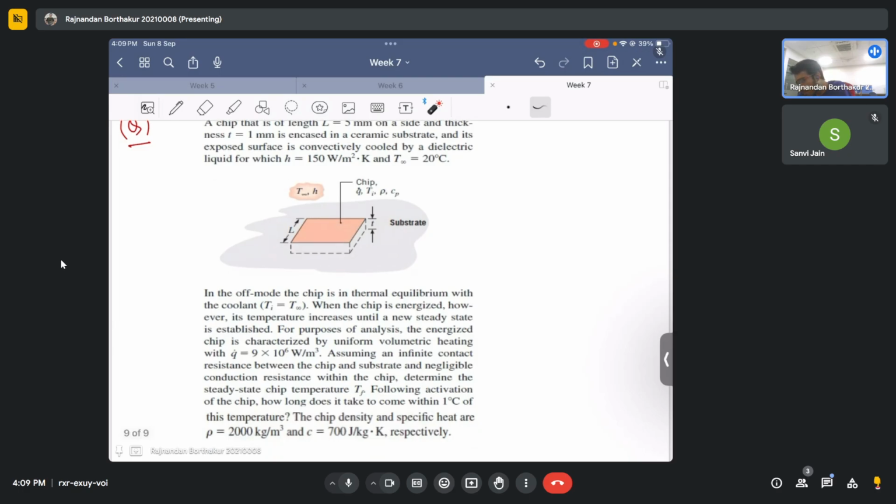It says that in the off mode, the chip is in thermal equilibrium with the coolant. This substrate basically is the coolant, sorry, not this substrate. The air which is passing over the chip is the coolant. Typically in the electronics industry, this is how it is done. Let's say in your laptops, you have the chips embedded in the motherboard, and you have those big fans, in your laptop or in any workstations or big CPUs, which blow air in order to cool the chips, or else your system would slow down because of the heat being unable to dissipate.